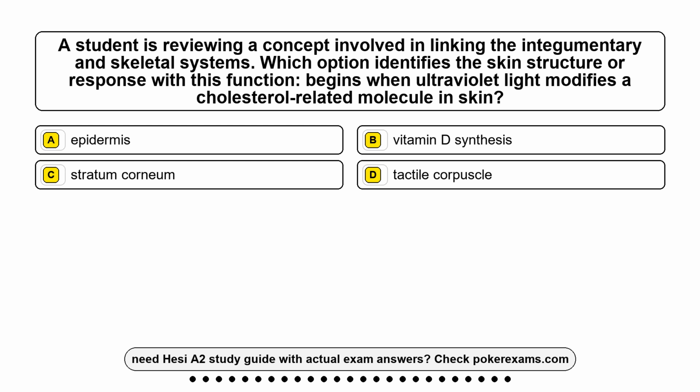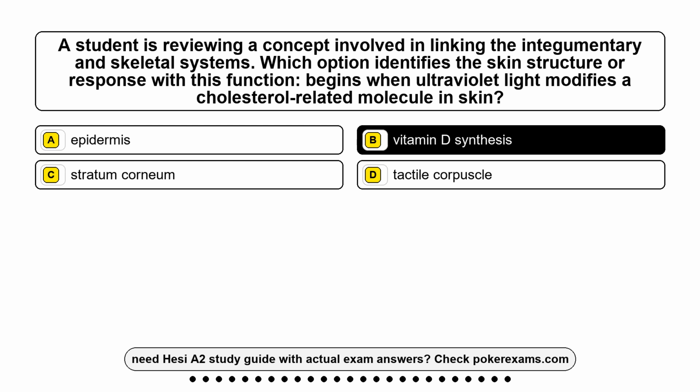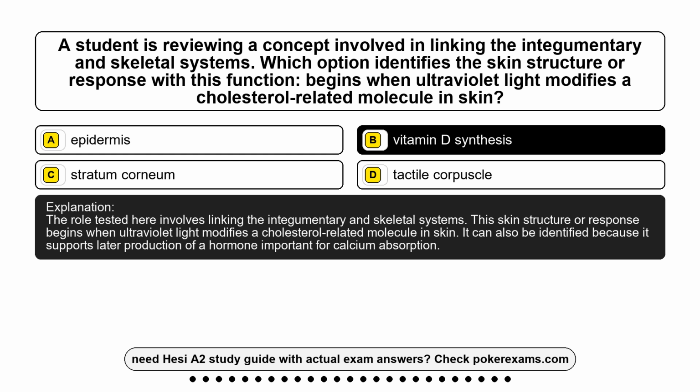Option A, epidermis. Option B, vitamin D synthesis. Option C, stratum corneum. Option D, tactile corpuscle. The correct answer is option B, vitamin D synthesis. The role tested here involves linking the integumentary and skeletal systems. This skin structure or response begins when ultraviolet light modifies a cholesterol-related molecule in skin. It can also be identified because it supports later production of a hormone important for calcium absorption.